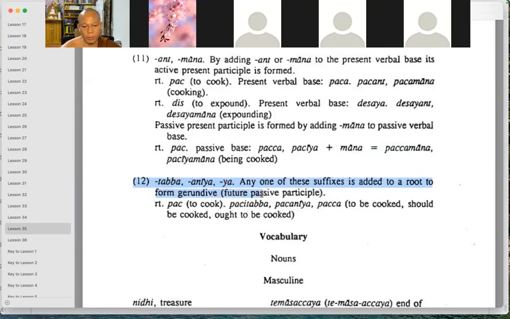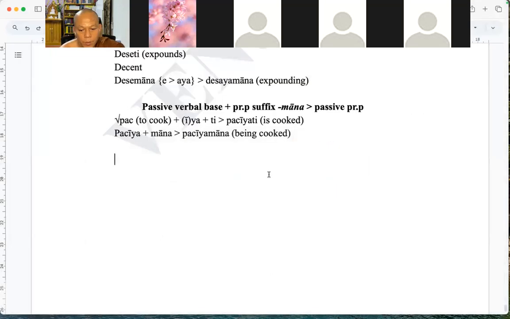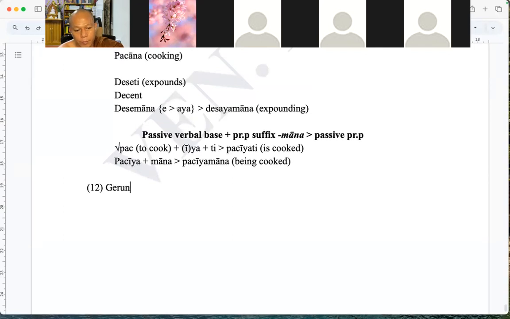This one is the future passive participle or gerundive. Future passive participle. But that one, in one of the lessons, maybe 2032 or somewhere, we already completely studied, so you can review there. So just here, the gerundive suffixes are tabba, and then anīya, and then ya. So they are gerundive or future passive participle.